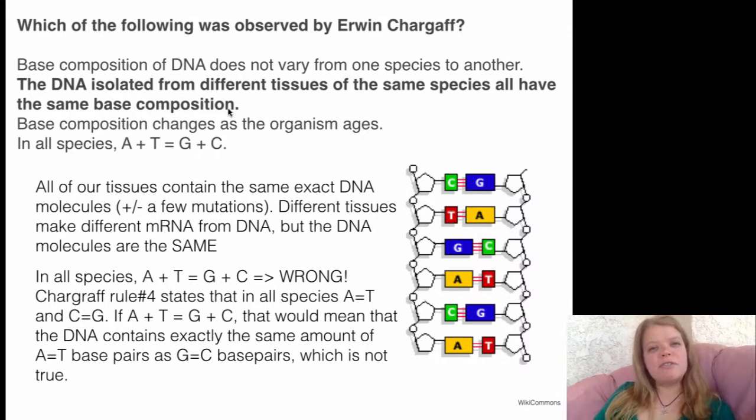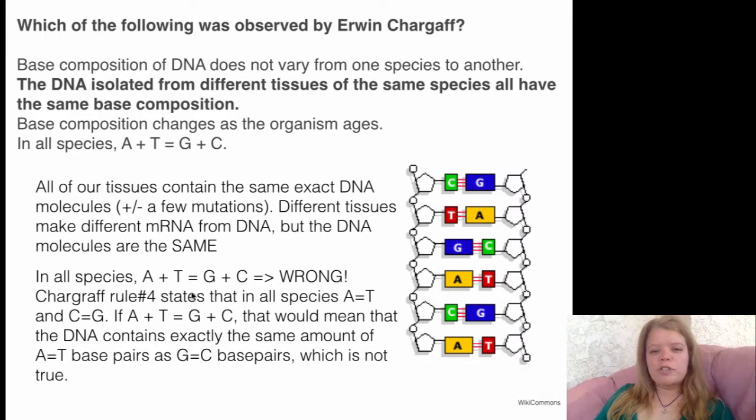They might be making different RNA from that DNA and thus look differently. Our muscle cells look different from our fat cells, but they all contain the same DNA inside of them. However, a lot of people chose this last answer, in all species, A plus T equals G plus C. Now, that is not Chargaff's rule number four.